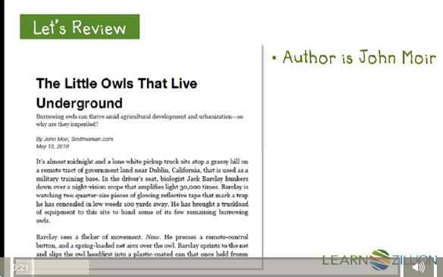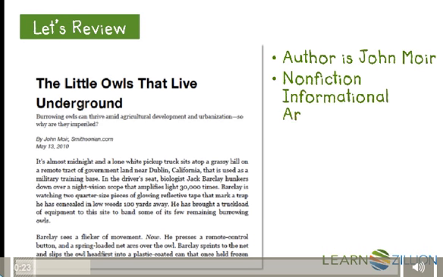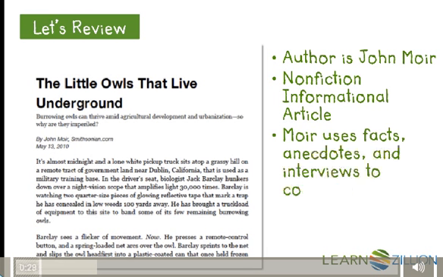It's an article. It's written by John Moyer. It's nonfiction, it's informational, and it was published on Smithsonian.com. Moyer uses facts, anecdotes, and interviews to convey his message about the owl. He uses a lot of different techniques, and it's not structured in linear order, which makes this passage particularly interesting.